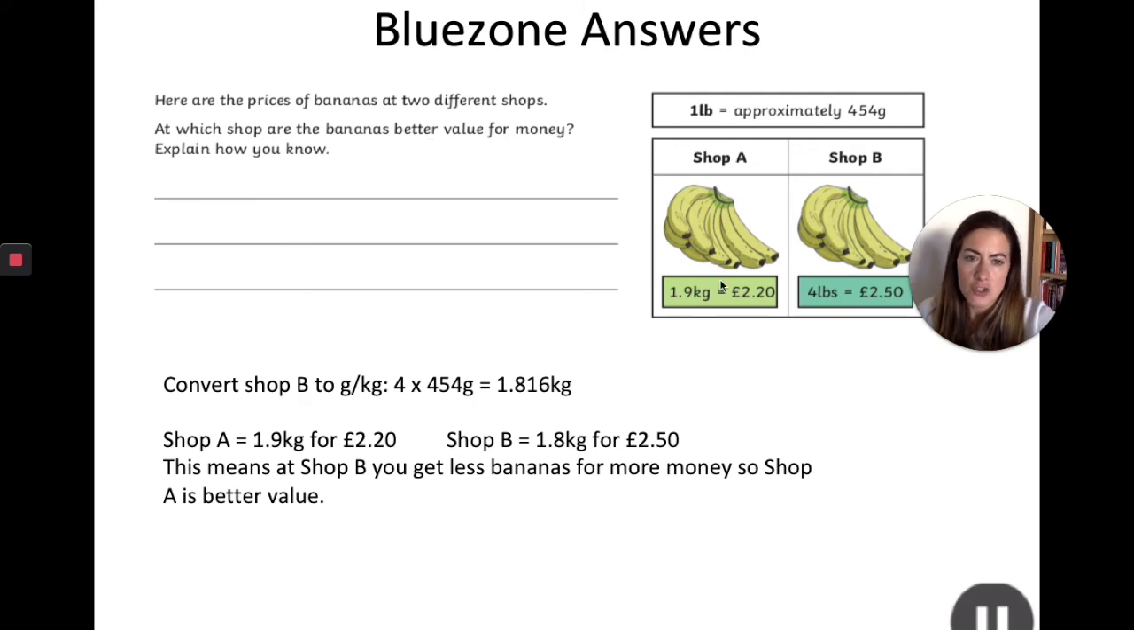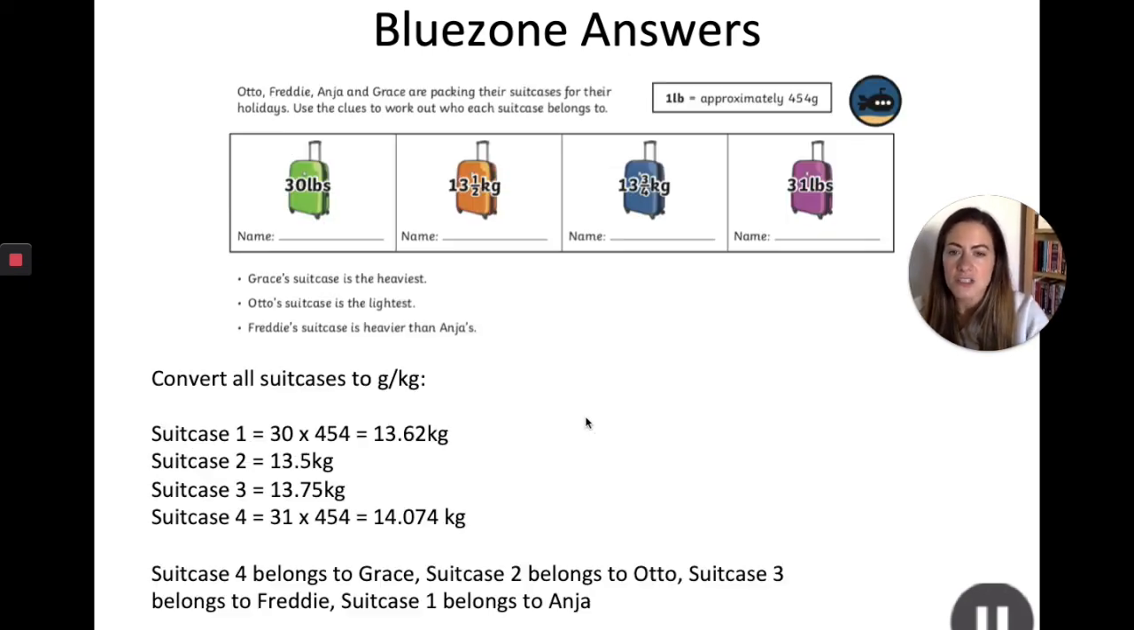Now we know that shop A's bananas are cheaper. We know £2.20 is less than £2.50. But we don't know which shop you get more bananas at, so we don't know which one's better value. So we need to convert, don't we? So to convert shop B to grams or kilograms, we need to do 4 lots of 450 grams, or 454 more precisely, and that gives us 1.816 kilograms, so slightly less bananas than shop A, but for more money. So shop A is definitely better value for money because you get more bananas and it's cheaper. So shop A is better value for money, and you've proven it with your calculations.